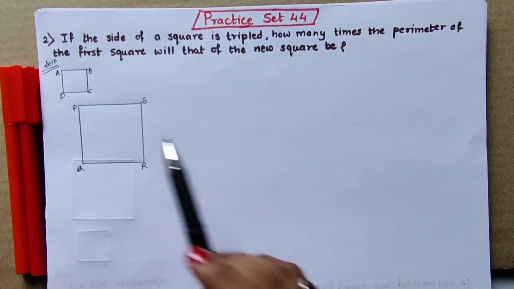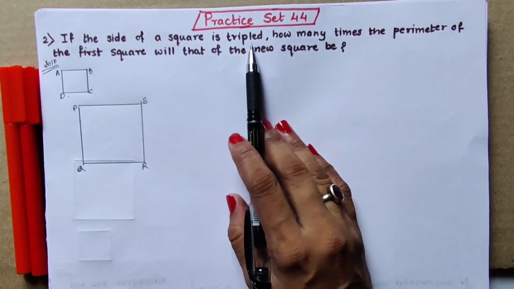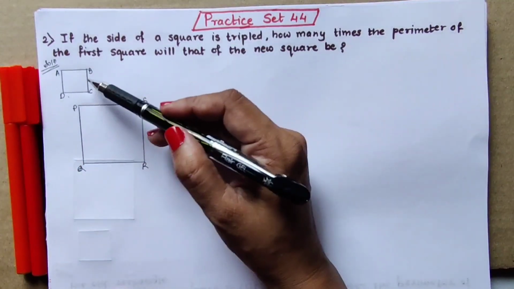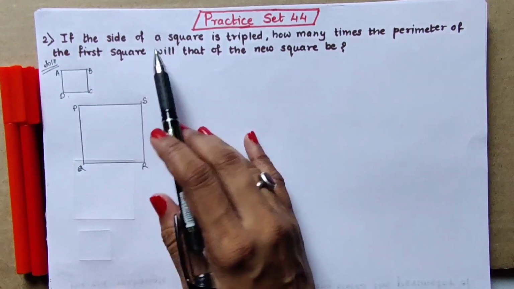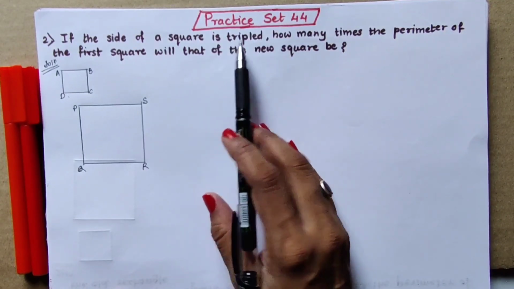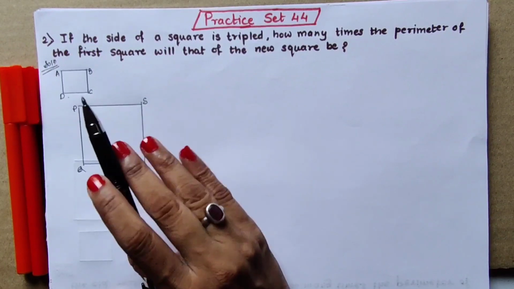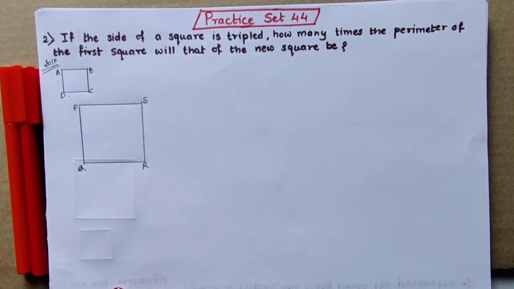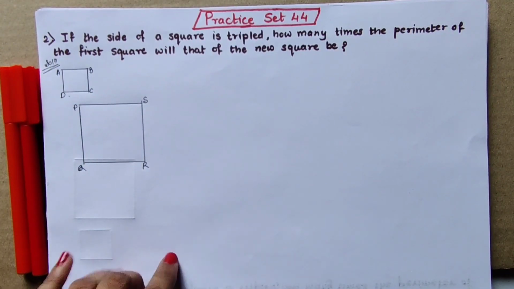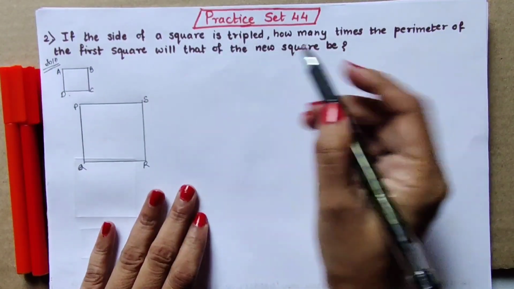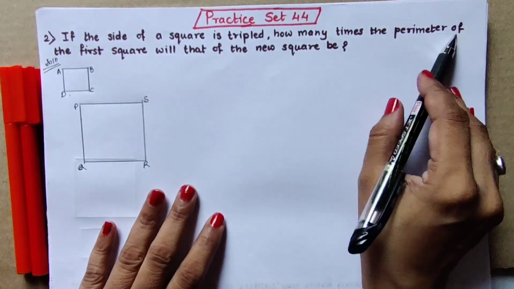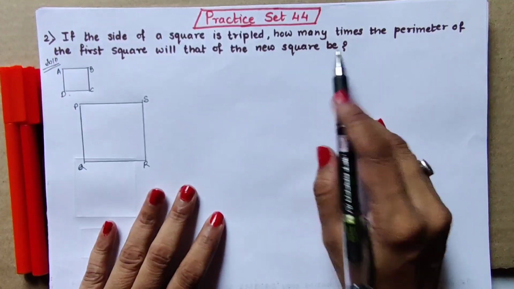Now see the next question, children. If the side of a square is tripled, now the figure is a square and its side is tripled. Previously, whatever the side was, for the new square it is tripled. So let us start our solution by writing perimeter as P1 and P2. We have to find out how many times the perimeter of the first square is to the new square.